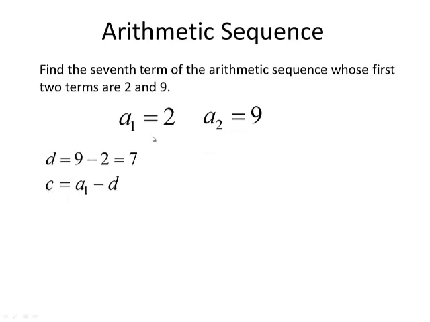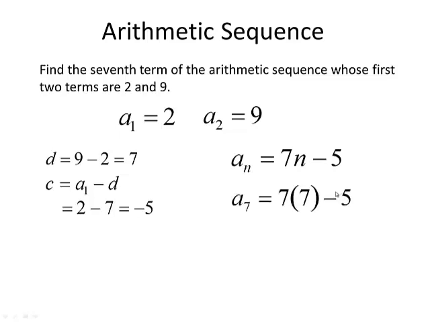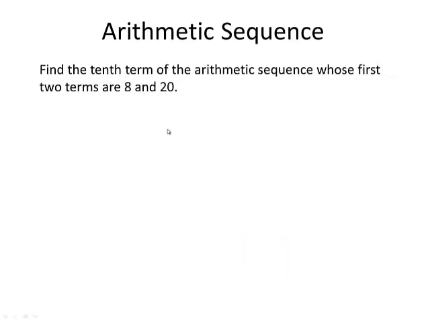my c constant is the first one minus the common difference, which is -5. And now I have a sub n is equal to 7n minus 5. And 7 times 7, the 7th term, times the 7, my d, minus 5. So that's 49 minus 5 gives me 44. The 7th term is 44.